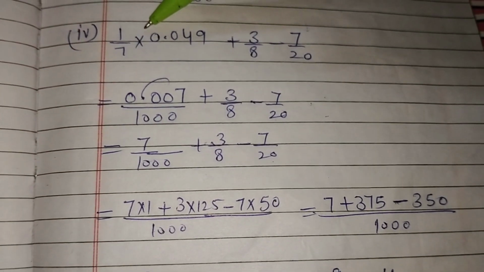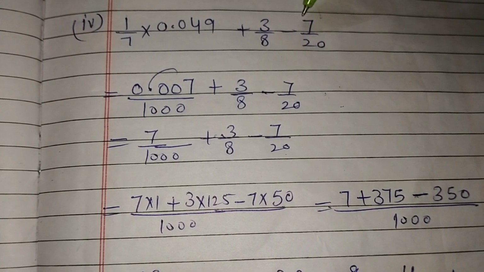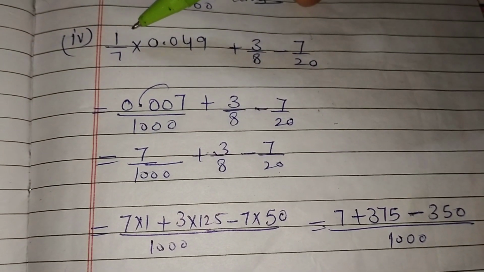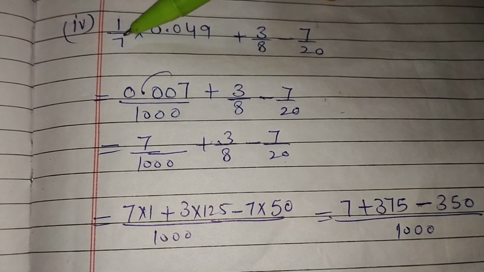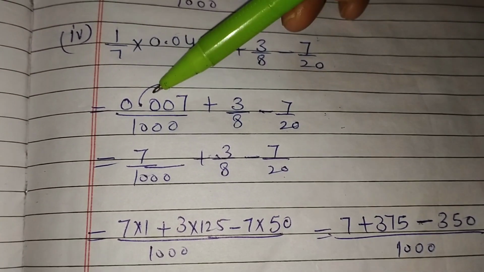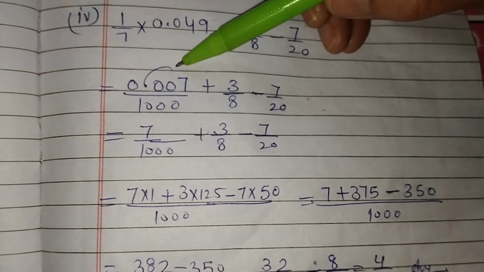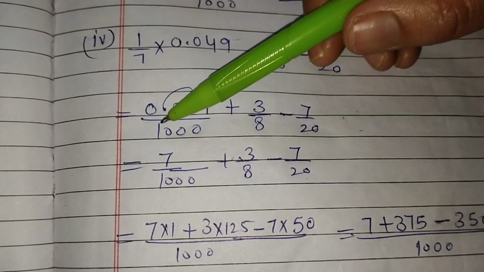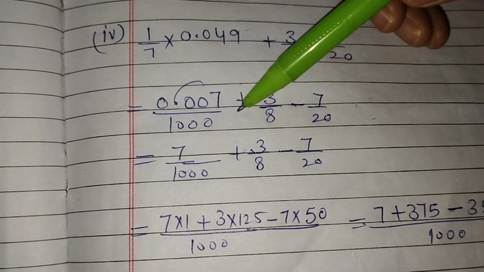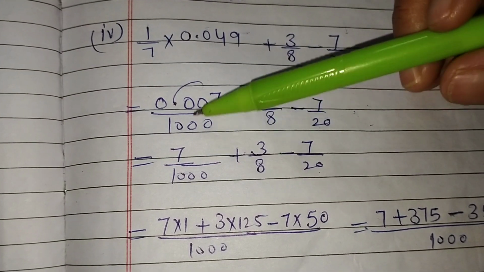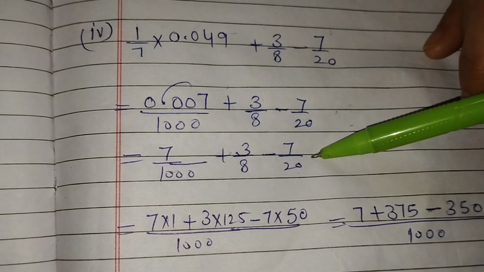Next is fourth part: 1 upon 7 multiply 0.049 plus 3 upon 8 minus 7 upon 20. Here we will multiply first. Whenever we multiply these two, we will get the answer 0.007. Here we will remove this decimal. In place of this decimal we will write 1 and 3 zeros after this 1. We can write it as 7 upon 1000, 3 upon 8, 7 upon 20.